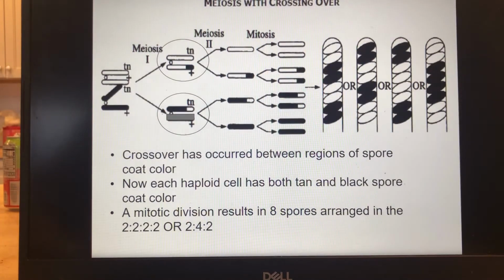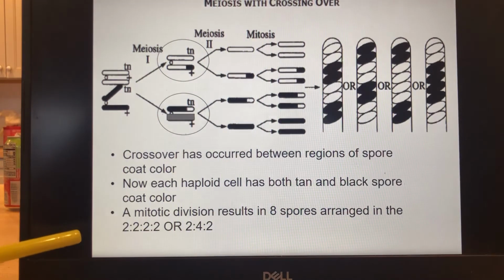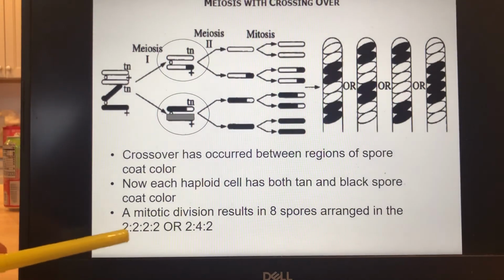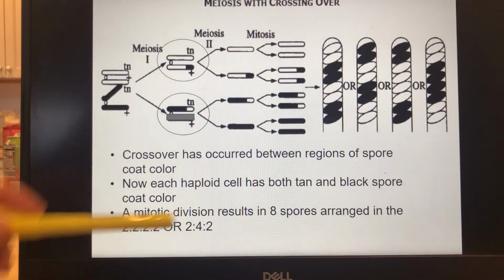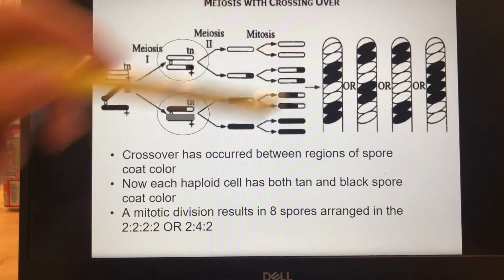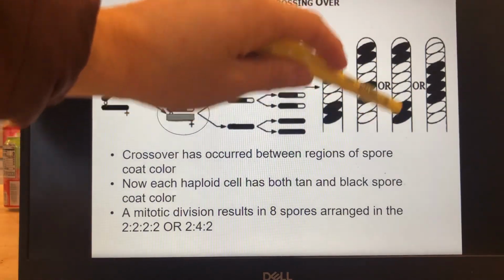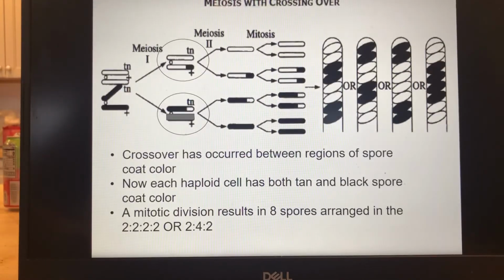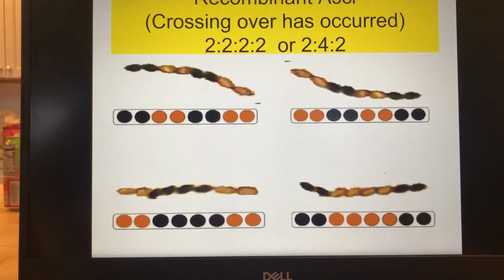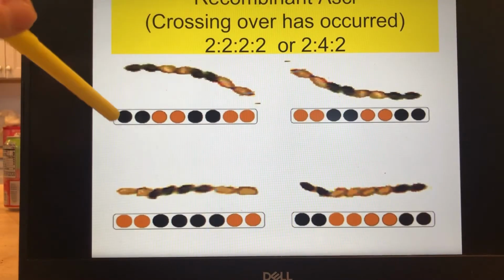But basically when you look at your slides or your cards that are posted with the assignment, you will have 8 spores arranged. And if they are in a 2 to 2 to 2 to 2, or a 2 to 4 to 2, then we can definitively say crossing over has occurred, okay? And so this is showing you the recombinant, the crossing over chromosomes.